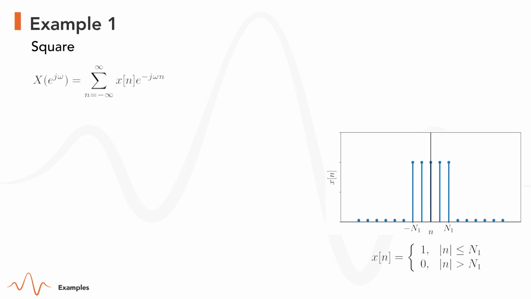Since x[n] is equal to 1 in the interval from minus capital N1 until capital N1 and 0 outside this interval, we can replace the limits of the summation by minus capital N1 until capital N1.